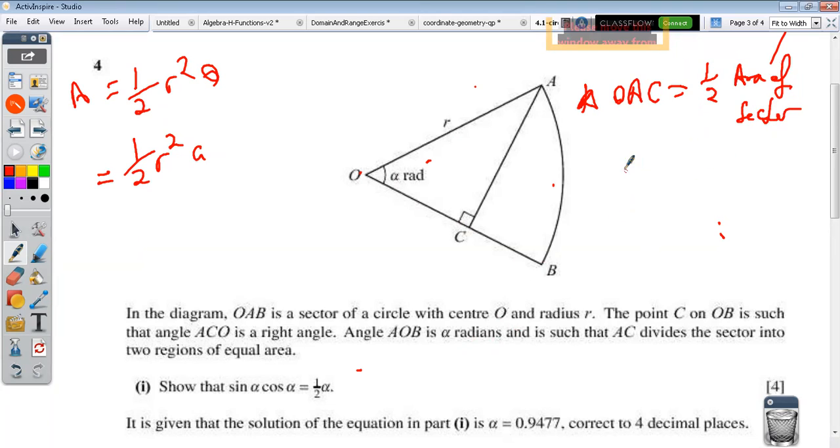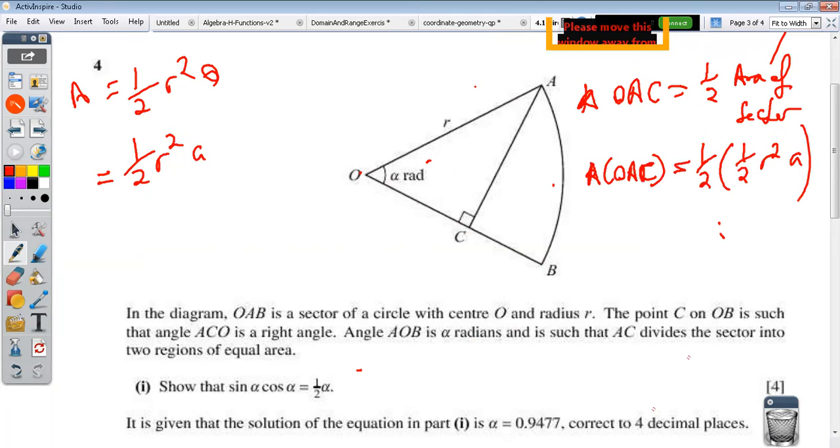So the area of OAC is equal to half multiplied by the area of the sector, which is equal to half r squared A. It's half, because it's divided. Then that area there, we can't find it without knowing this, because we need 2 sides of a triangle and an angle between.